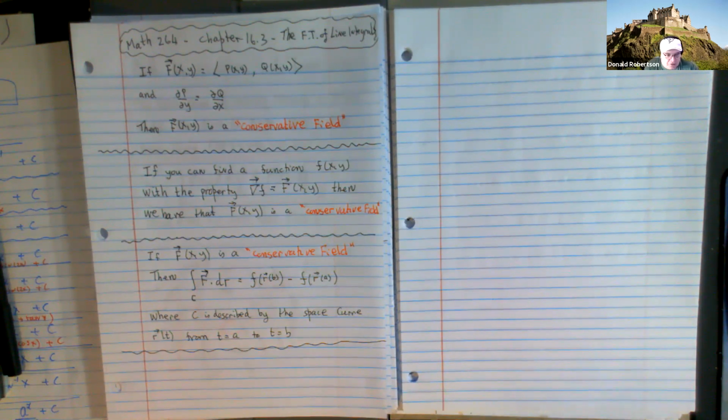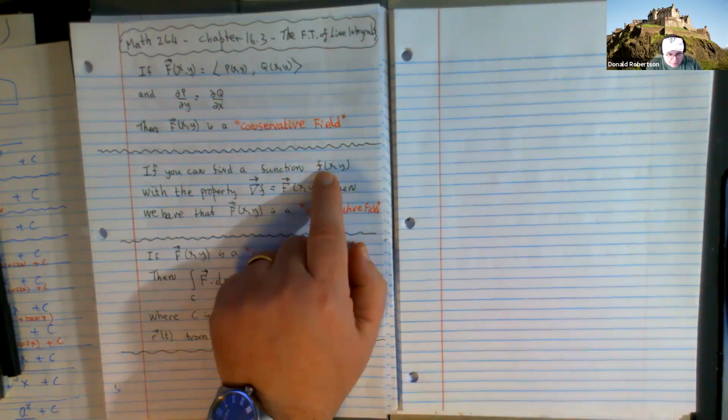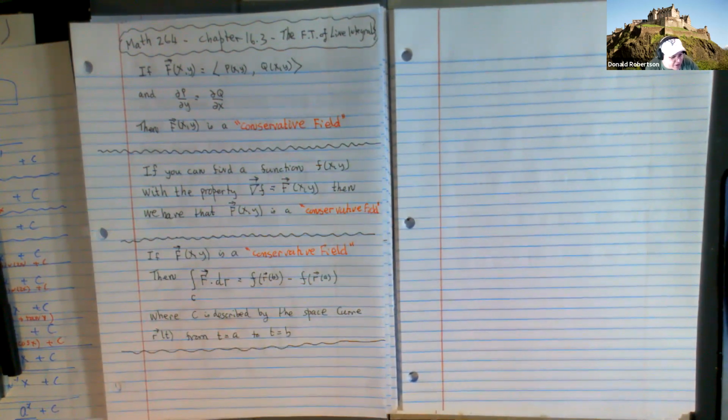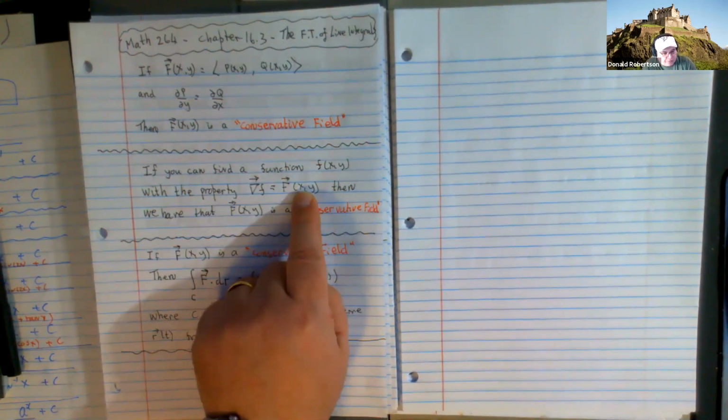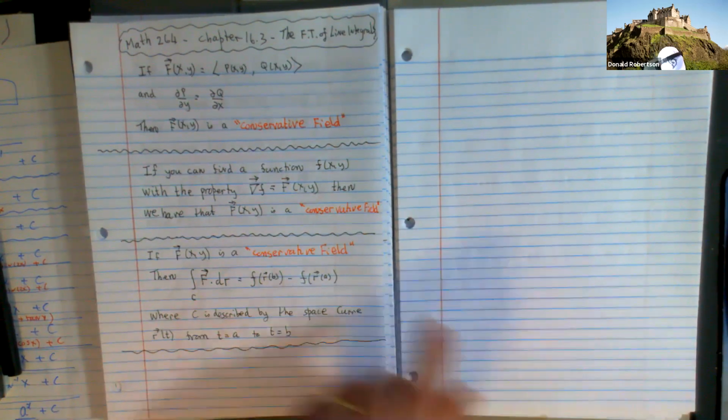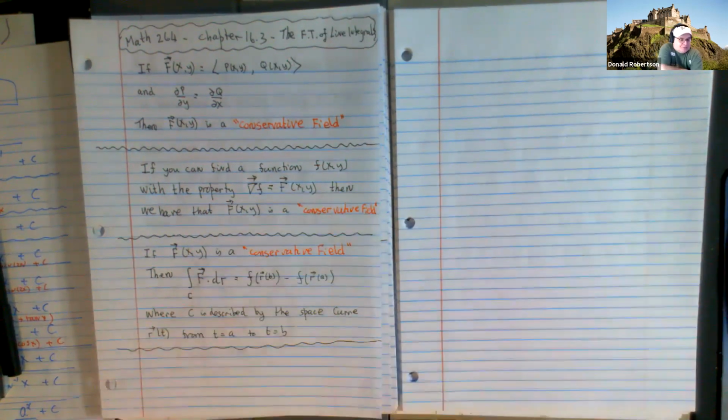If you can find a function, a normal function, there's no arrow above it, it's like f of xy is x squared minus y, it's got that shape to it, with the property that its gradient is your vector field function, then we have a conservative field.